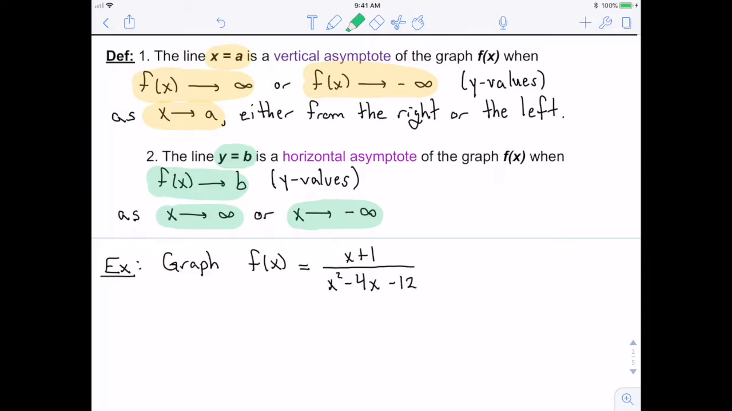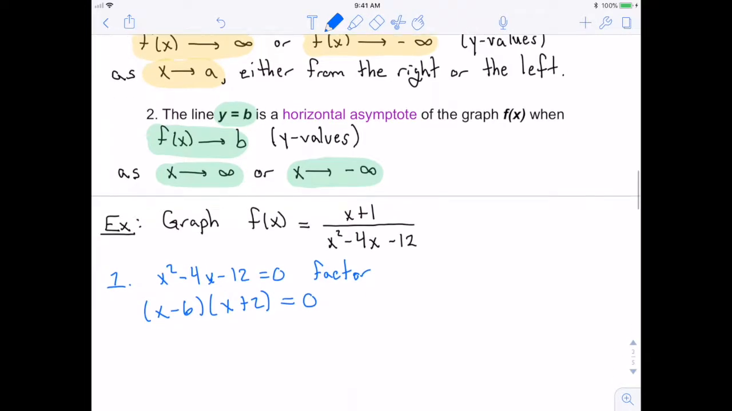So let's try finding these, and we'll graph f of x is equal to x plus 1 divided by x squared minus 4x minus 12, and see if we can figure out what's going on here. So remember, the first step is we always need to throw out these divide by 0 points. So step 1 is we take the denominator, we set it equal to 0, and we factor. Two numbers that multiply to be negative 12 and add to be negative 4 are negative 6 and positive 2. So this becomes x minus 6, x plus 2 is equal to 0. Negative 6 times 2 is negative 12. Negative 6 plus 2 is negative 4.